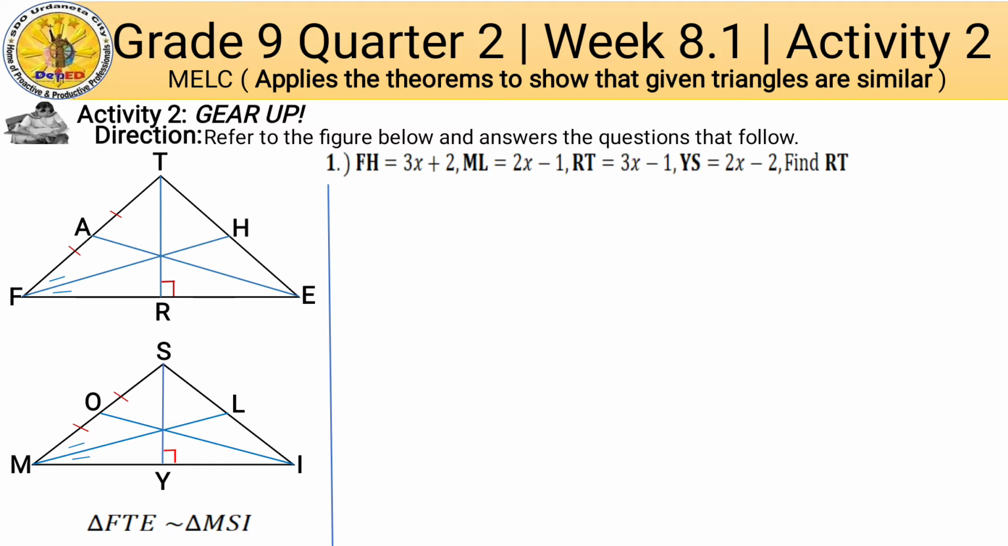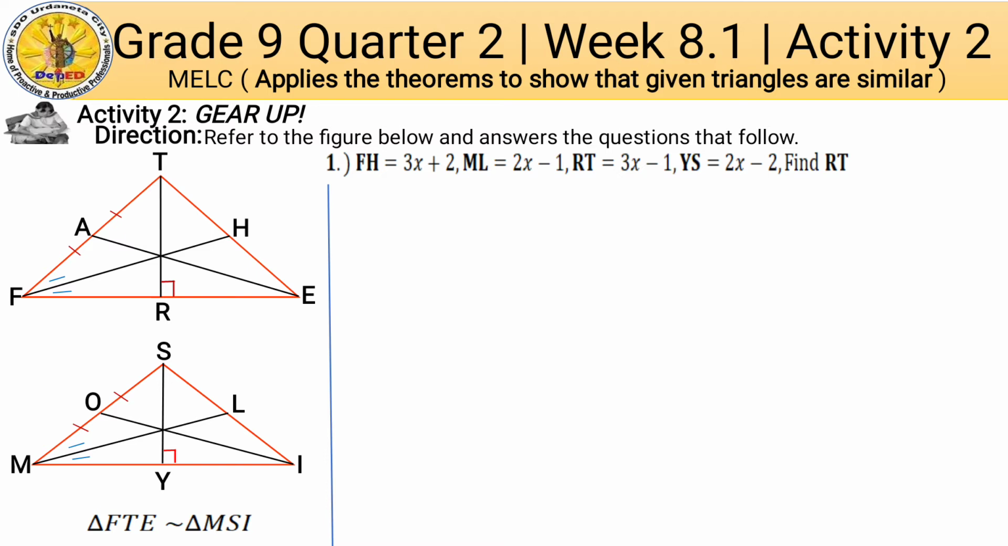In the figure, we have two similar triangles, triangle FTA and triangle MSI. We also have three segments which are drawn within the triangles, namely the altitudes RT and YS, the angle bisectors FH and ML, and the medians EA and IO. Let's have now the first problem.